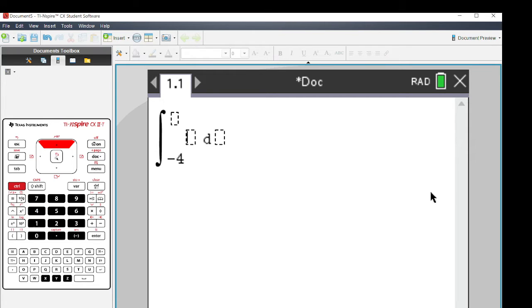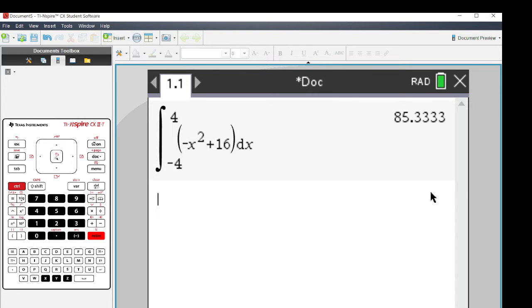Then I will enter the function, which was negative x square plus 16, and my upper limit, which is 4, and then I will put dx, because x is my variable, so I must write dx over here, and I will press enter. That's my answer, which is 85.33.